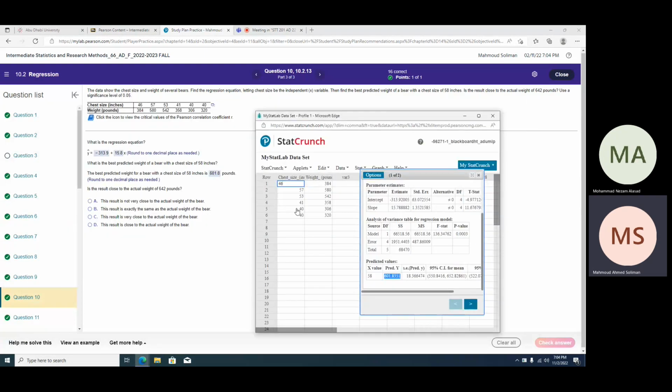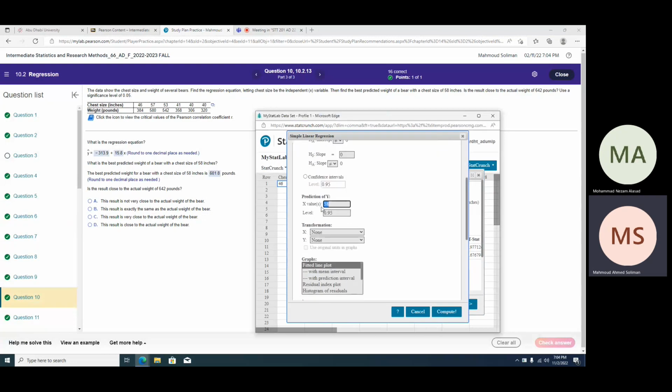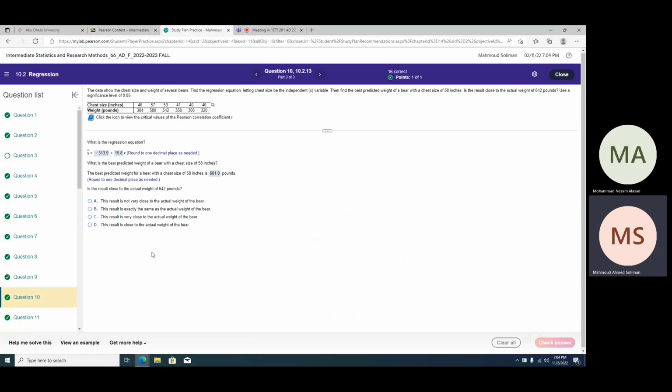So then you will put edit. You'll put the value here. You'll put level 1 minus alpha. Compute. Go down, prediction y. Copy paste.